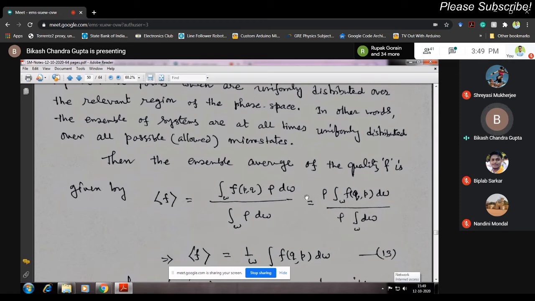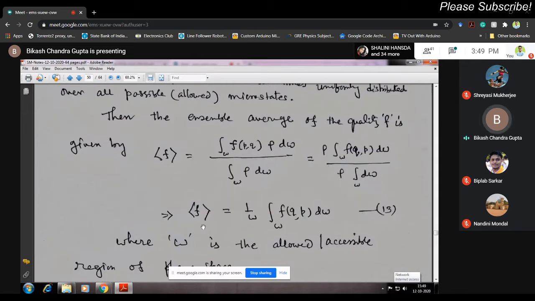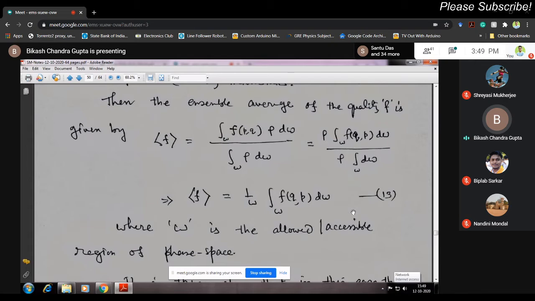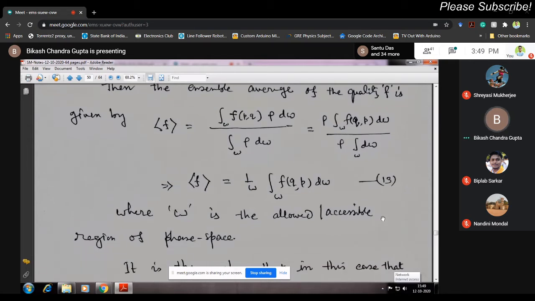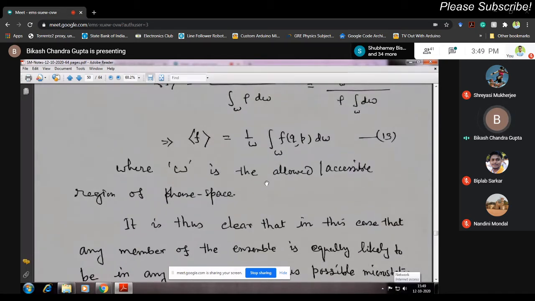And since rho is constant, you can take rho out here, and out of this integral also, and rho cancels. And this is nothing but the total phase space volume, and therefore your f average is 1 by omega, integration over omega of f of q p d omega, where omega is the allowed or accessible region of the phase space. And that region allowed in the phase space depends on the restriction on the energy you are allowing, right? And of course, the physical volume.